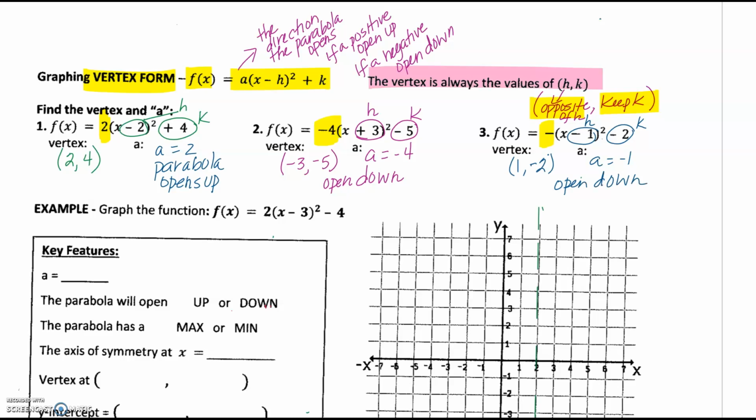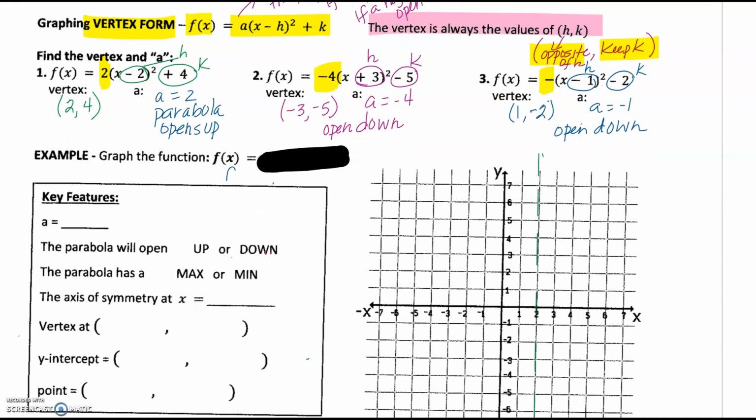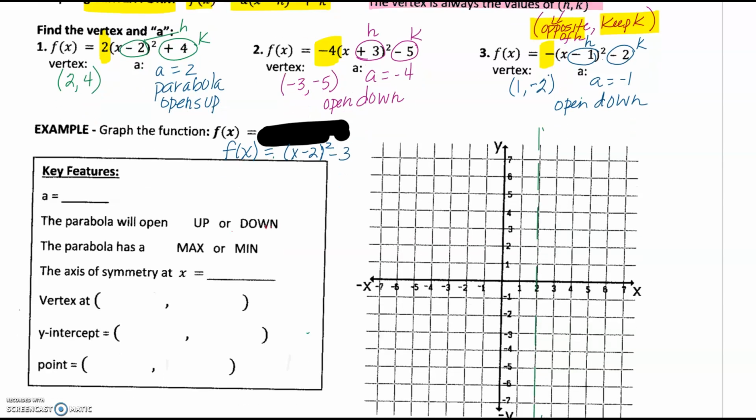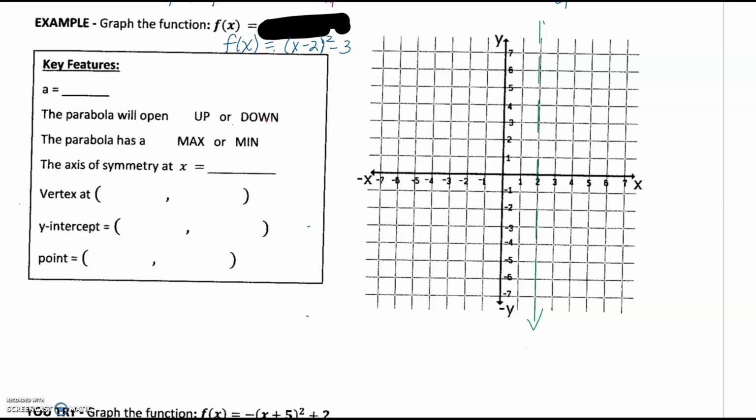Okay, so now we're ready to actually graph one. Example, graph the function f of x equals, I'm changing that. I don't want you to use that one. I'm going to give you a different function. I want you to use f of x equals x minus 2 squared minus 3. I can't see that squared. All right, that's your new function, and it might be correct on your, I can't remember. So if it is, you're good to go. If it's not, rewrite it. Okay, so let's go to the box.